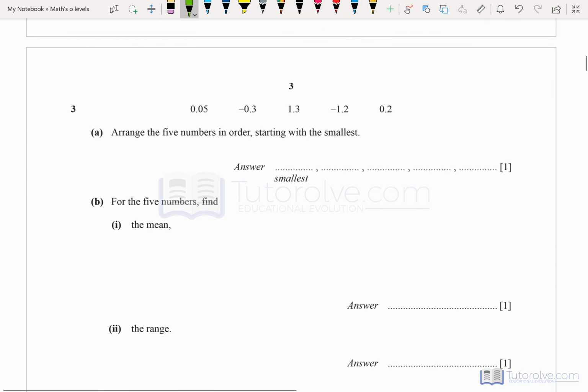Now we have question number 3, and we have to arrange the 5 numbers in order starting the smallest. So this is very straightforward. The larger the negative number, the smaller its value. So the smallest value here is minus 1.2, and the largest value here is 1.3. Likewise, we're just gonna list them down.